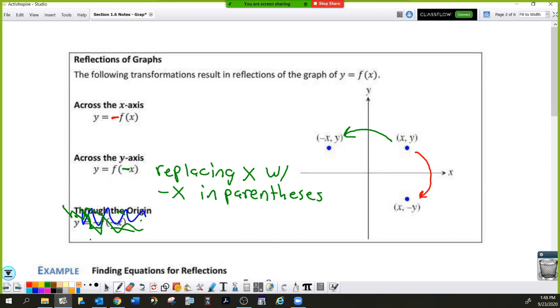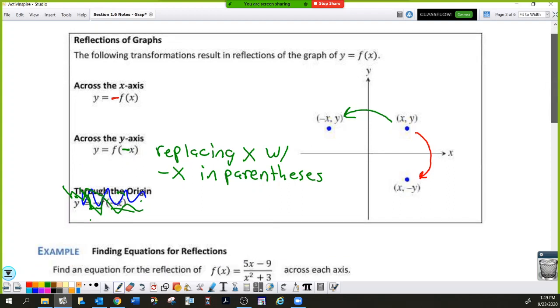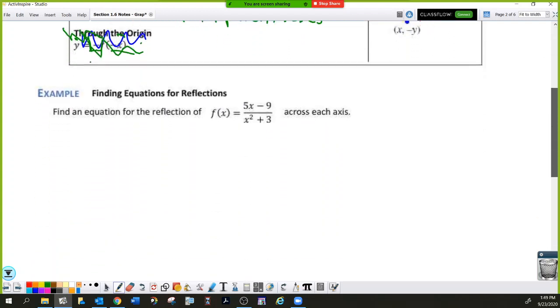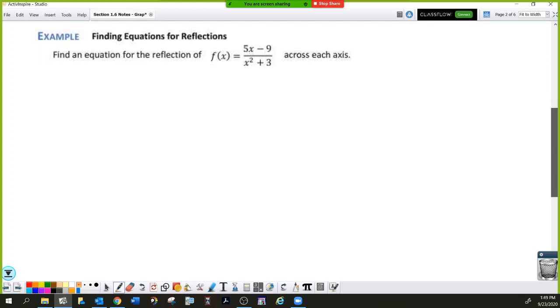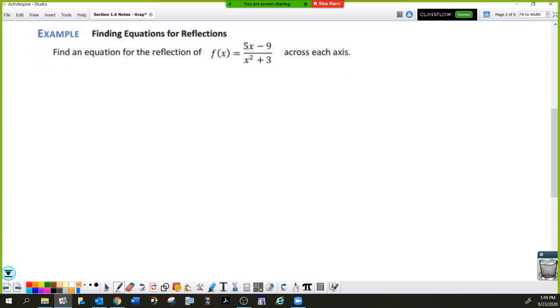I strongly suggest drawing an image like that when it's test time or when you're doing your homework. It really does help you remember where that negative sign belongs. At least I think it does. So those are the 6 rules for today: up, down, left, right, reflect over x, reflect over y. And now we get to practice.